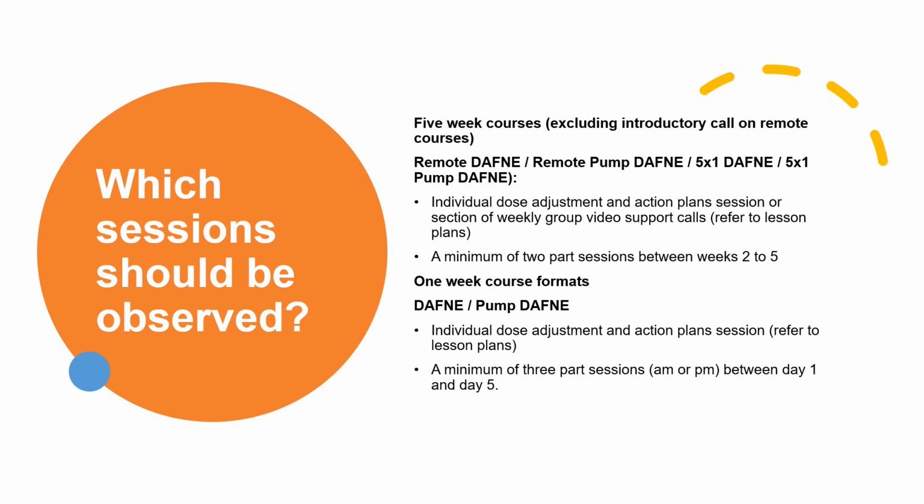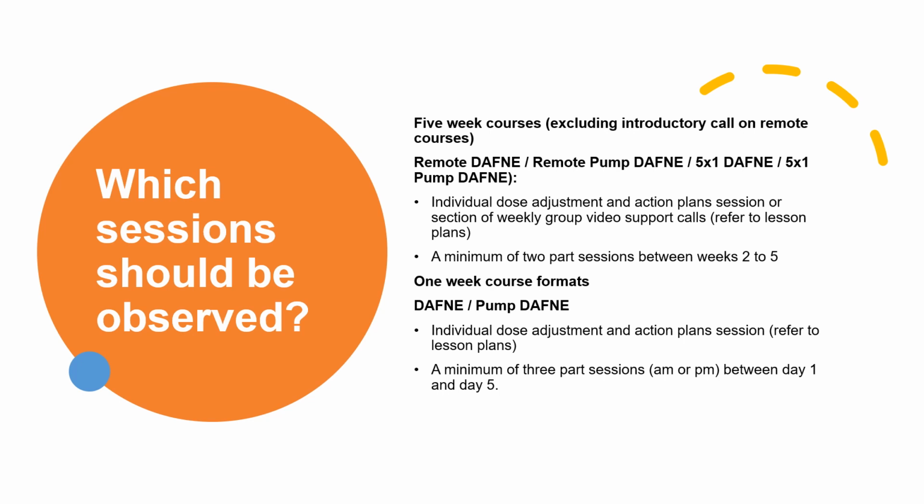of a course repeats throughout the course on a daily or weekly basis. The number of these part sessions to be observed depends on the course format. During formats delivered over 5 weeks, a minimum of 2 part sessions between weeks 2 to 5 should be observed. During formats delivered over 1 week, a minimum of 3 part sessions should be observed between day 1 and day 5, AM or PM.